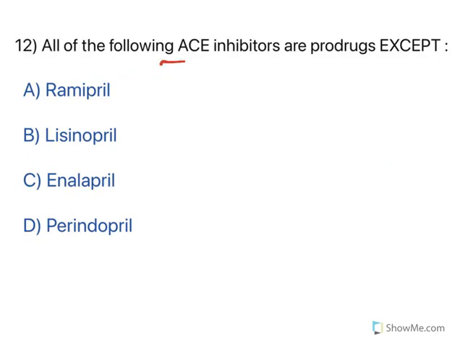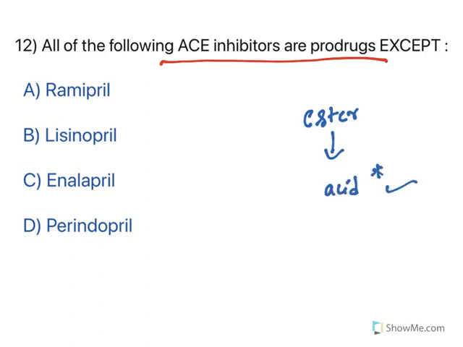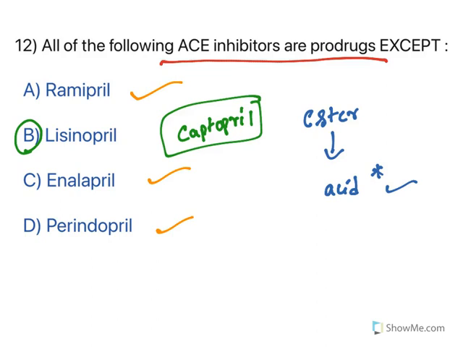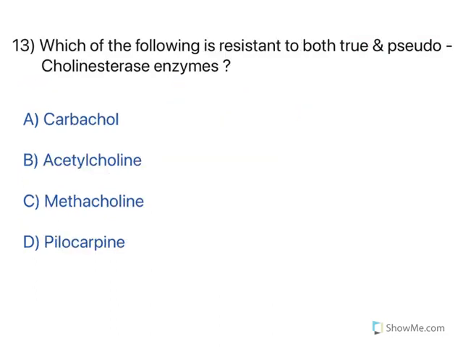Now all of the following ACE inhibitors are prodrugs except. Now we need to understand this: most of the ACE inhibitors are ester derivatives. The ester is converted to acid form, and this acid form is the active form. Now ramipril, enalapril, perindopril, all of them are ester derivatives. Only non-ester derivative is lisinopril. Along with this, captopril also. So in ACE inhibitors, captopril and lisinopril are the active drugs. Remaining all are prodrugs. Look at the question. It asks about all are prodrugs except, what is that exception? Lisinopril and captopril. Moving to the next one.